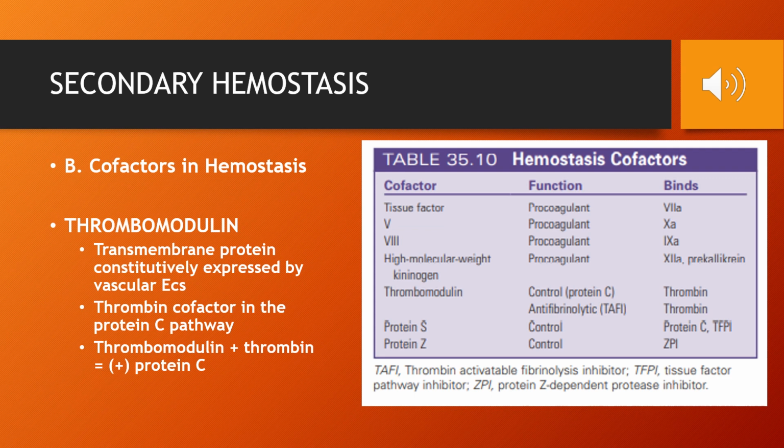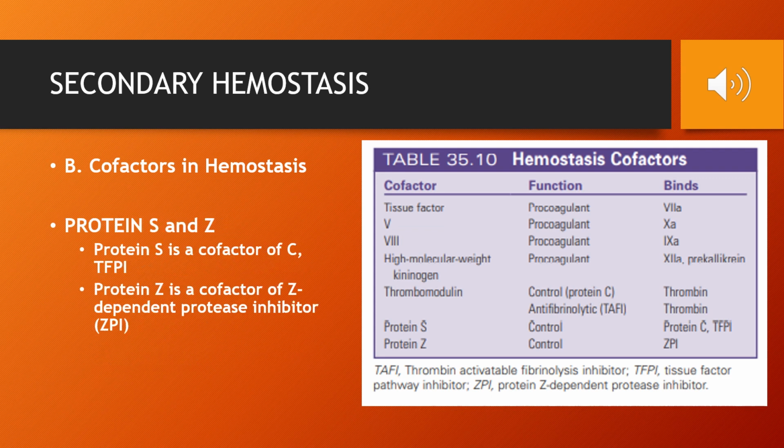The next is thrombomodulin. It's a transmembrane protein expressed by vascular endothelial cells. This is a thrombin cofactor. Together, thrombomodulin and thrombin activate protein C, which is a coagulation regulatory protein. Both protein S and protein C are cofactors in the regulation and control of coagulation. Protein S is a cofactor to protein C as well as the thrombin activatable fibrinolysis inhibitor, while protein Z is a cofactor to Z-dependent protease inhibitor.